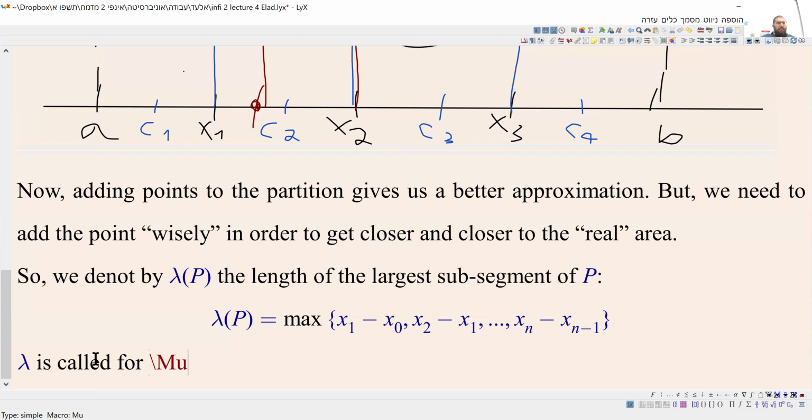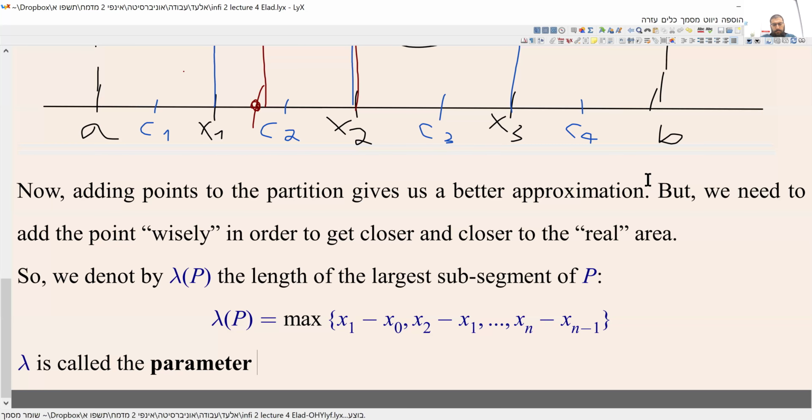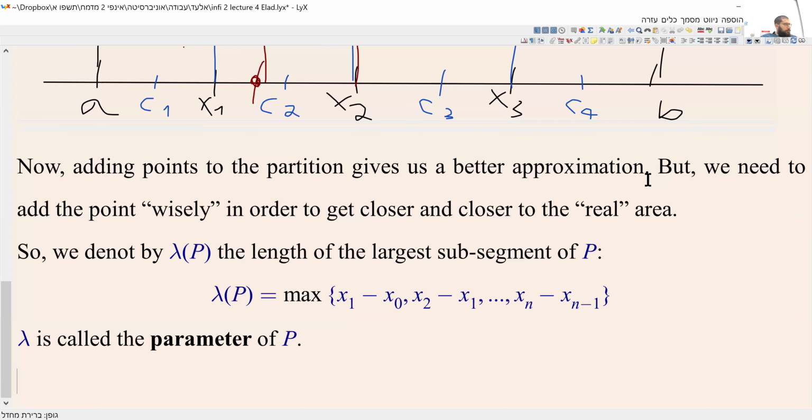Lambda is called the parameter of the partition. So what we actually want to look at is the limit of the Riemann sums of the areas of the rectangles where lambda of P tends to 0.